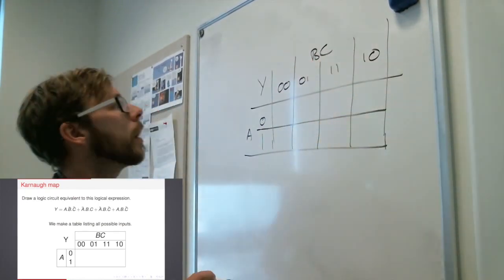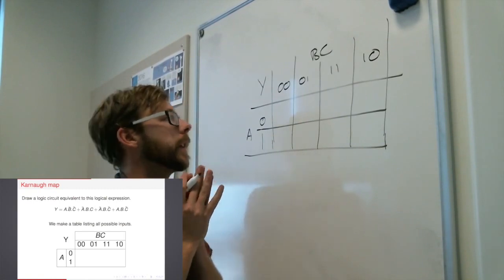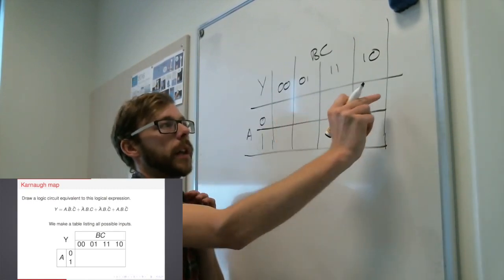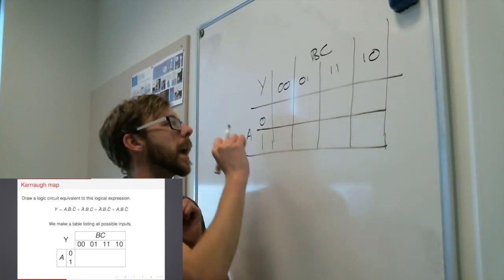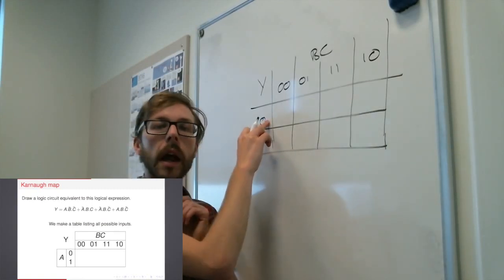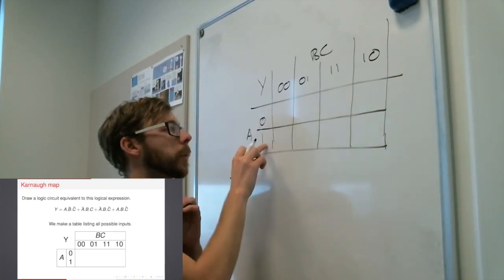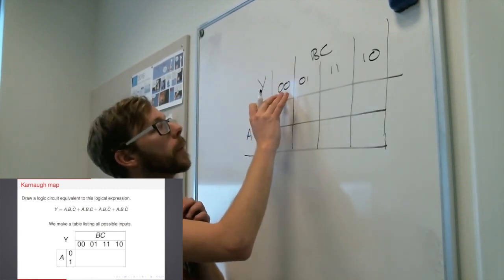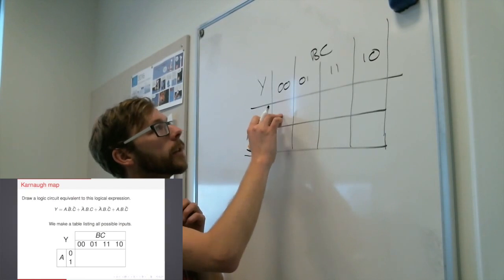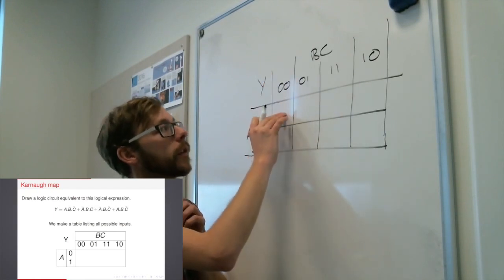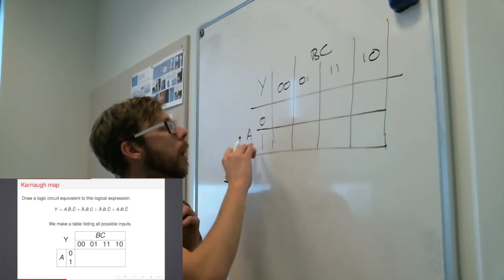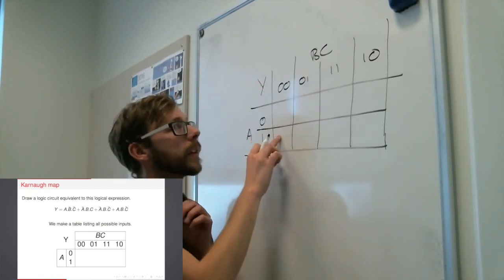So all I'm saying here is that for, let's say, this line along here, this line here is saying what happens if A is false? What happens if A is 0? And this one here is saying what happens if A is true. So this column here is saying what happens if A is 0 and B and C are 0. So if A is false and B and C are false, that's what goes in there. What happens if A is true and B and C are false?